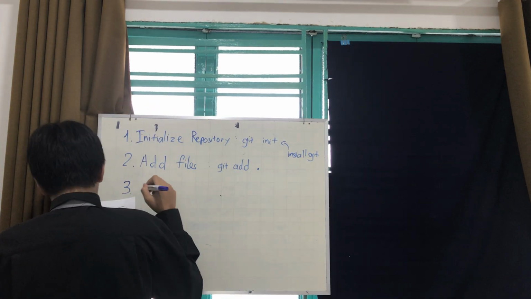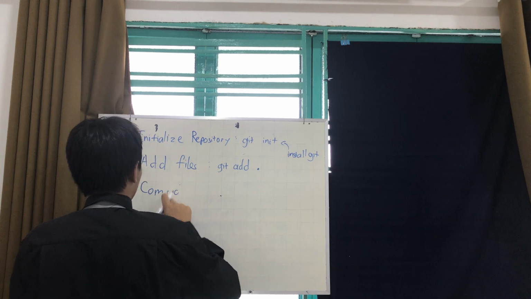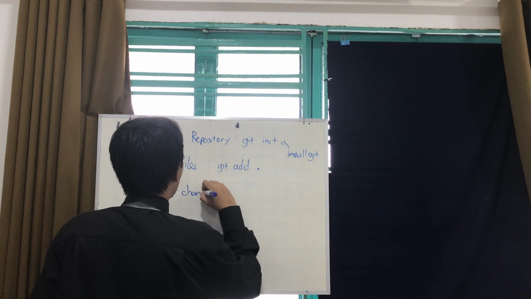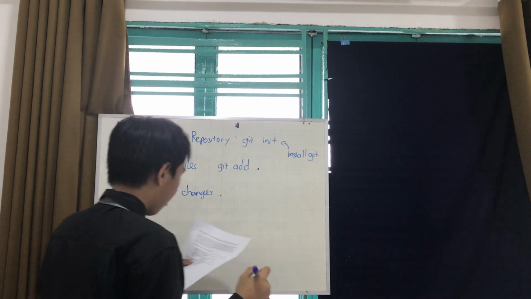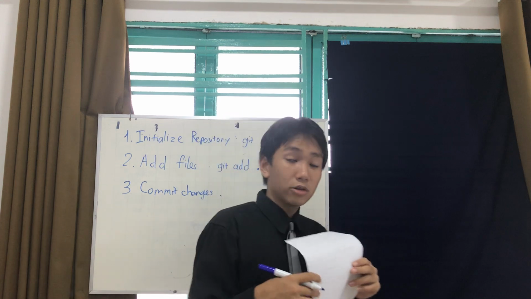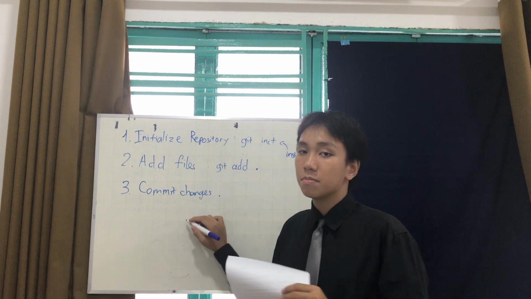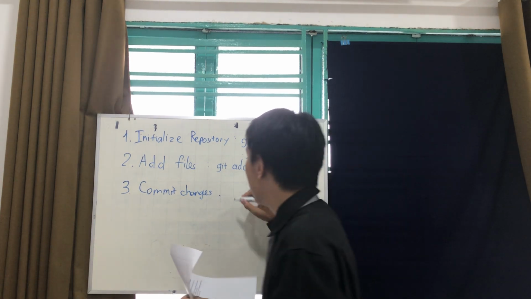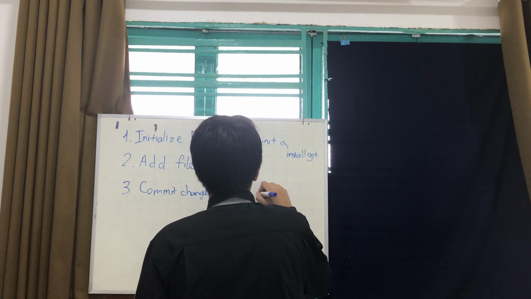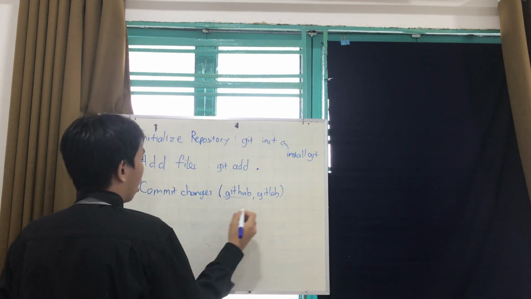Now, this is optional, but you can commit the changes. Commit changes means saving your changes. You can commit with a message. It is optional. So you commit your changes, meaning you save your files somewhere. Mainly this is committing your changes to GitHub or GitLab. GitHub is the more popular option.